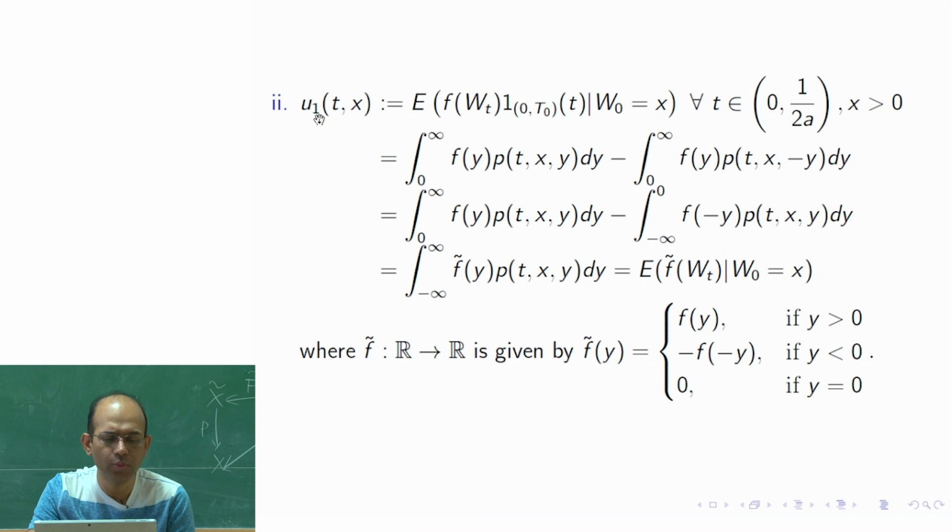Let us define u1. u1 is a new function of t and x. u1 of t, x is defined as a conditional expectation of f of Wt, where small t is less than t naught, so an indicator function. When small t is more than t naught, that means that the Brownian motion hits 0 before time t, so T0 is smaller than small t, then this part would be 0 and it would not contribute anything to the expectation. So this conditional expectation, which is written as u1, we would now be able to compute. Why? Because we know the density of that. So this is f of y times p(t,x,y) minus p(t,x,-y).